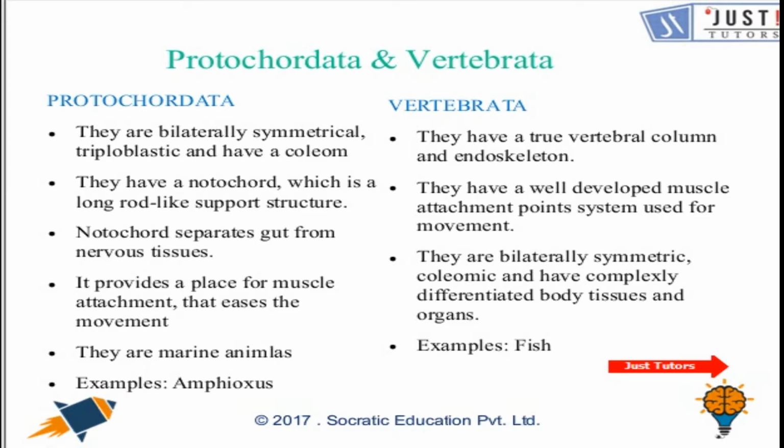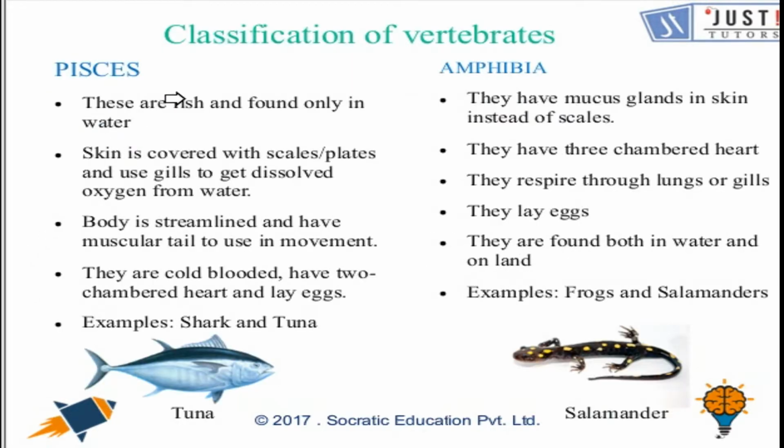Let's move forward towards the next one and let's talk about classification of vertebrates. Let's discuss Pisces first. They are commonly known as fish, and the body is streamlined. A muscular tail is present which assists in locomotion, and the body is covered with scales. Paired gills are present which can breathe oxygen dissolved in the water. For example, you can think of shark and tuna.